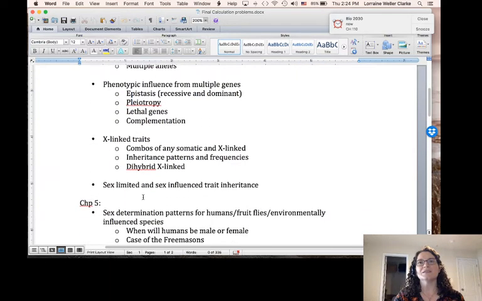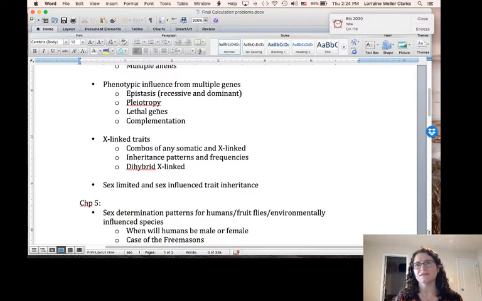Similarly, know what to expect from epistasis, what to expect from lethal genes, be able to explain complementation analysis, and how complementation can happen in humans. That really talked about that blonde hair issue. Also know the patterns of inheritance for sex-limited and sex-influenced traits.